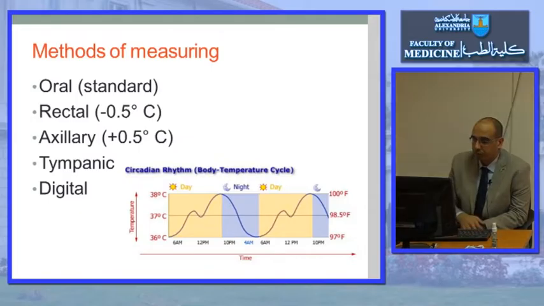Now we go for temperature. How to measure temperature? This is very important. There are various methods, using oral temperature or rectal temperature, where oral temperature is the standard. What is meant by standard? When I measure oral temperature, I take the same reading. For rectal temperature, I decrease the reading by 0.5 degree. For axillary temperature, I add 0.5 degrees to the reading. Also, we can use tympanic measurement using the ear, or digital measurement of temperature.